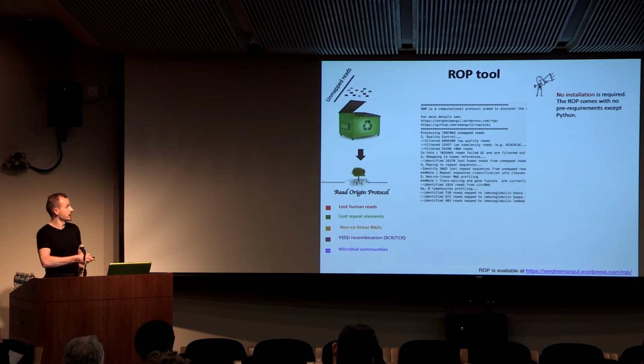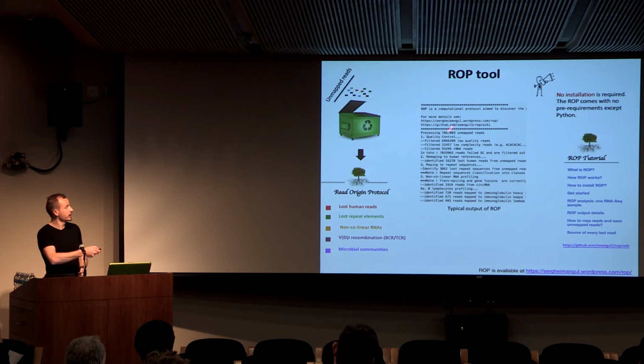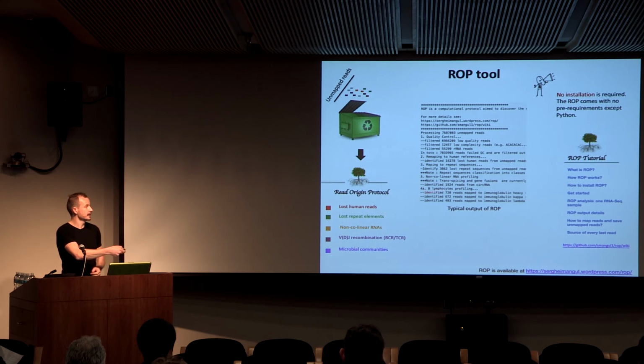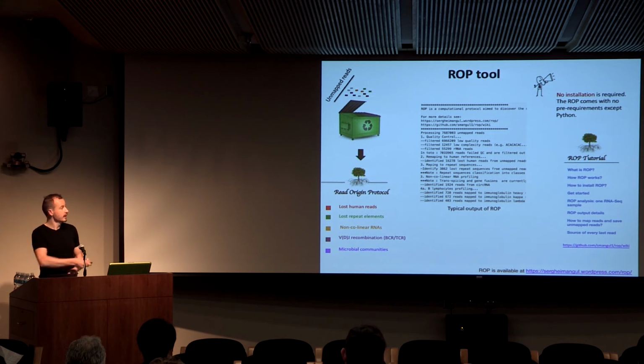This is the typical output of the ROP, where in every single step you are told how many reads are mapped, how many reads are low quality or low complexity, how many reads are lost human reads coming from B lymphocytes, and so on. We have a detailed tutorial available on the wiki, with one RNA-seq sample, where we provide every single step and the expected outputs, so it will be pretty easy to learn how to use the tool.